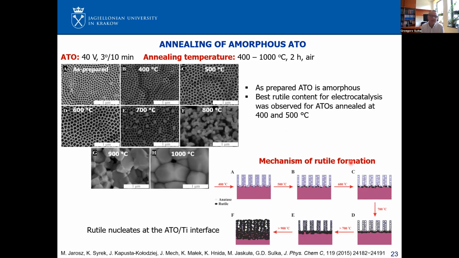So we studied the annealing process at different temperatures after anodization. As you can see, below 700 centigrade, the porous structure is still preserved. We also observed generation of rutile grains at the metal oxide interface, and then the rutile grows with temperature. But the best rutile content in terms of electrocatalytic application was observed for samples which were annealed at 400 and 500 centigrade.